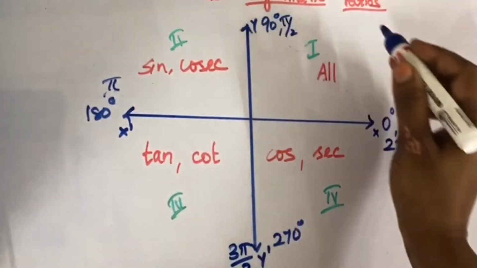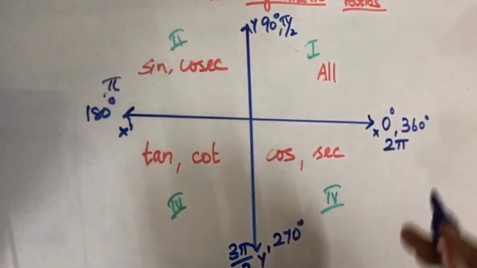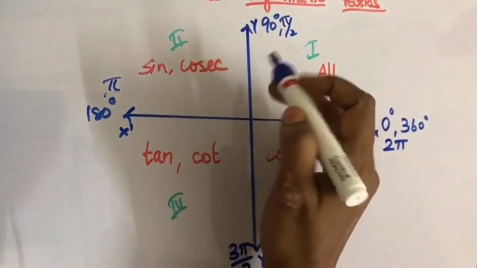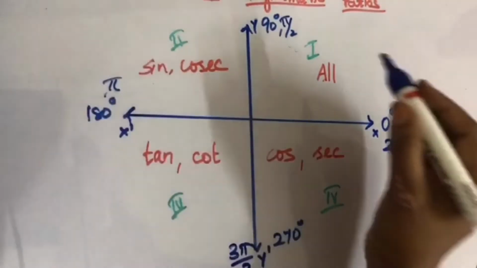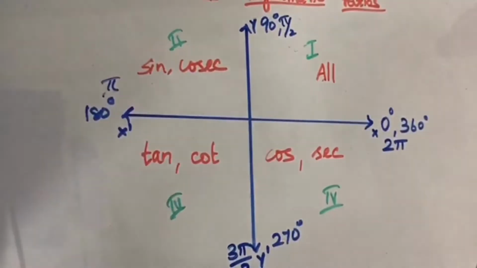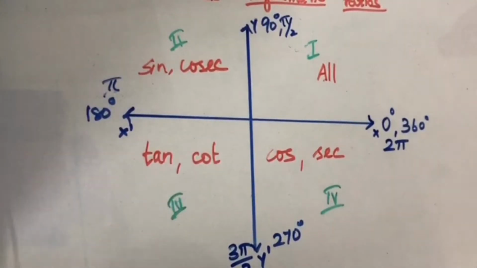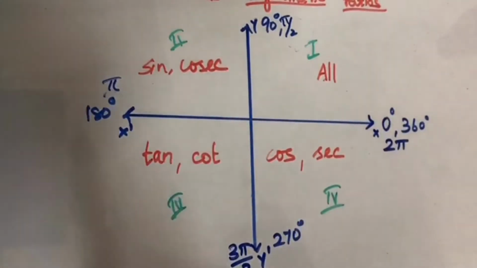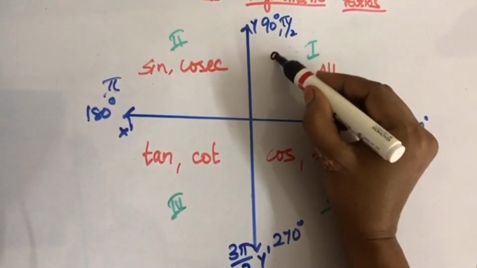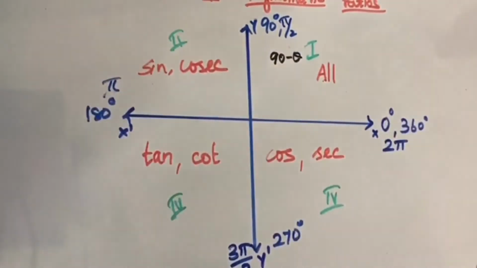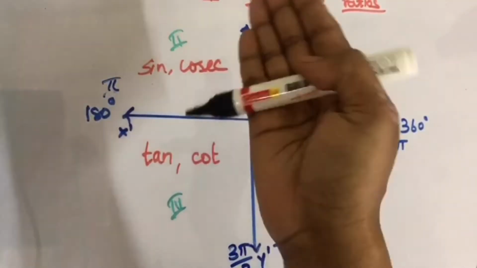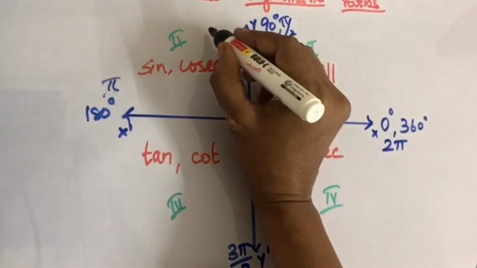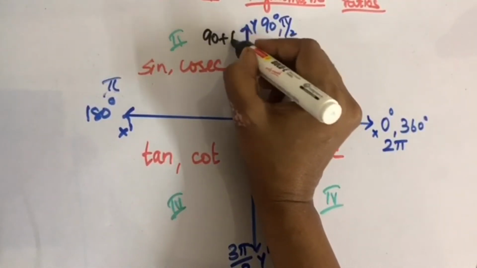For the first quadrant, the angles which come before 90 degree can also be written as (90 minus theta). Similarly, the angles which come after 90 degree can also be written as 90 plus theta.